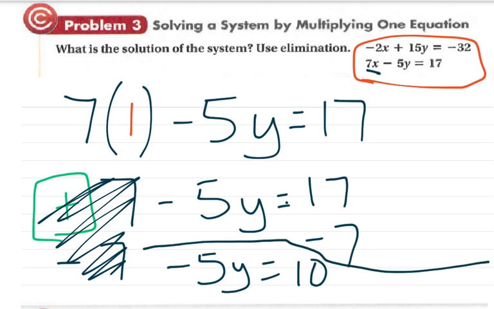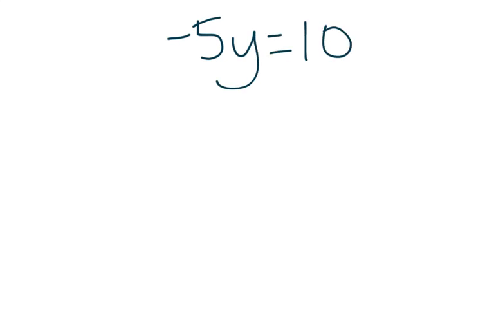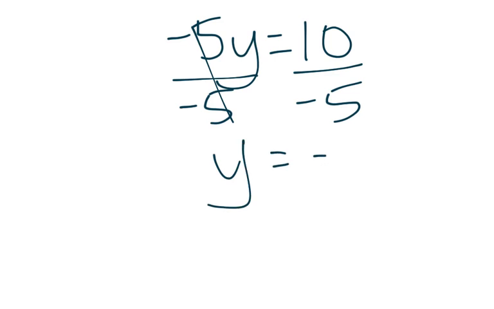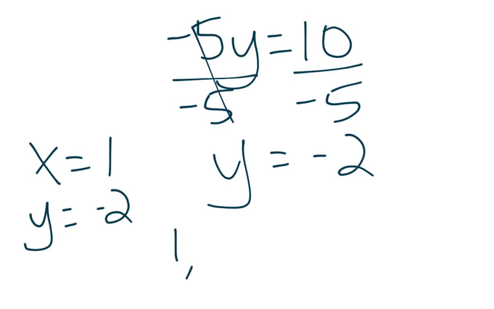And that's very hard to see. So right now we have negative 5y equals 10. And again, I hope you're really good at one-step equations, because you are much higher than one-step equations right now. And if you're not good at them, this is going to be very hard. But y equals negative 2. So x was 1 and y is negative 2. So 1, comma, negative 2. That's our solution.